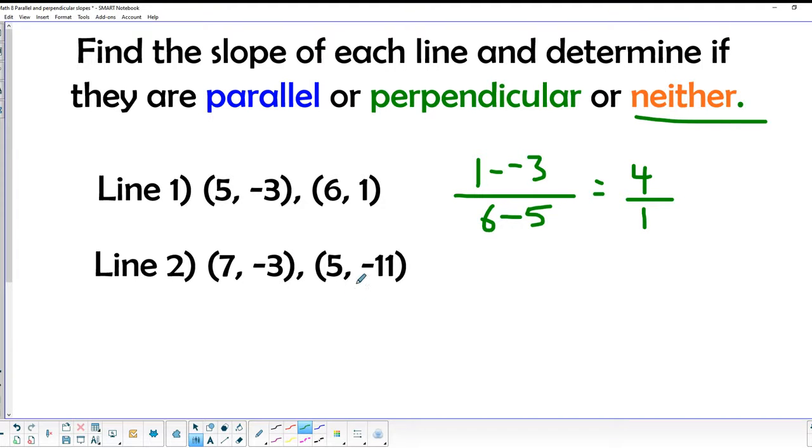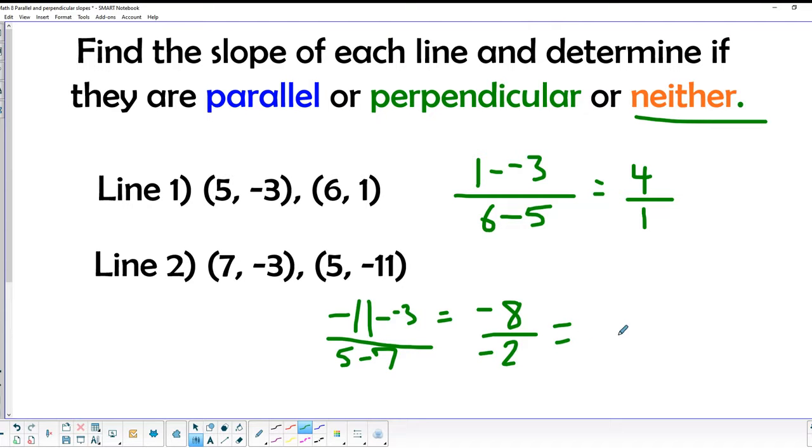Take a look at the second one. There's y2 is negative 11. Subtract y1, so subtract negative 3. So negative 11 minus negative 3 is equal to negative 8. Then we have 5 minus 2 on the bottom, or excuse me, 5 minus 7. x2 minus x1 is 5 minus 7, so that equals negative 2. And when we simplify this, the negatives go away, and 8 divided by 2 is 4. So this turns out to be positive 4 over 1.